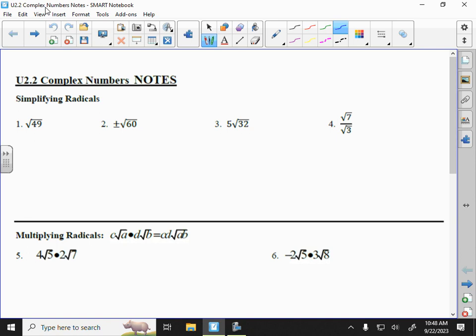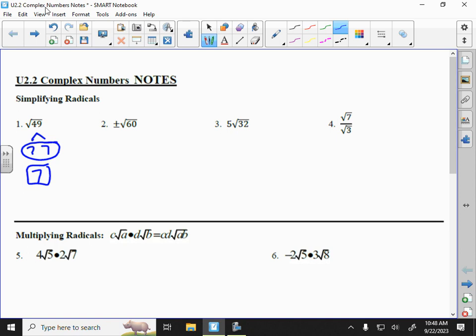You're looking for two numbers that are exactly the same that equal the number under the radical. So 49, again, is 7 times 7. And so because you have a pair of 7s, this simplifies down to just 7. Again, you should know square root of 49 simplifies to 7. All right, number 2, square root of 60.